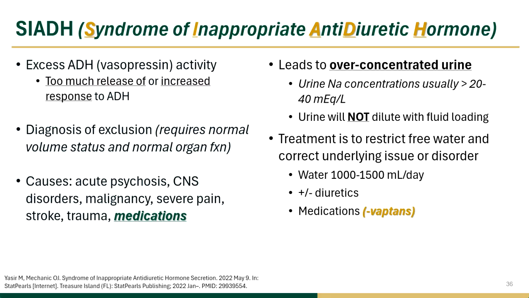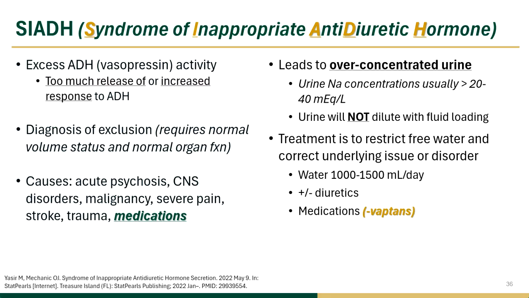So in SIADH patients, they will have an over-concentrated urine. And so rather than the normal urine sodium, the concentrations will be somewhere above the 20 to 40 range, which is pretty high. And even when excess fluid is administered, the urine will not dilute. So the urine will be very yellow, very concentrated in solutes. If you think about it, they're not eliminating their fluid, right? They're eliminating a lot of their solutes. So they might have a normal fluid status. They might not be edematous, but they're eliminating too much sodium too rapidly.